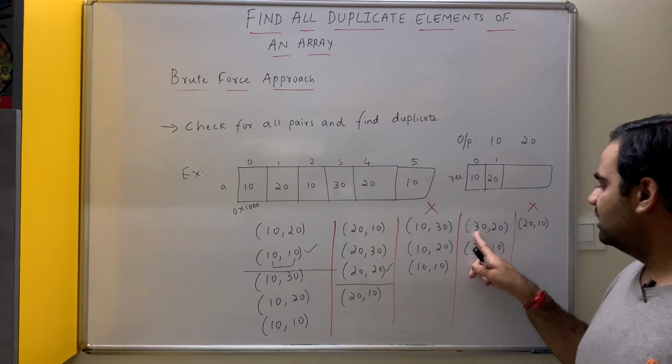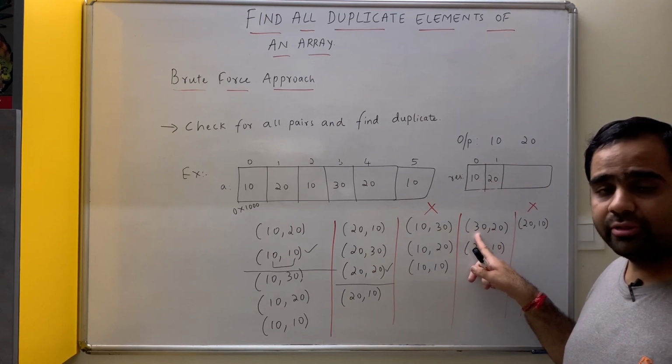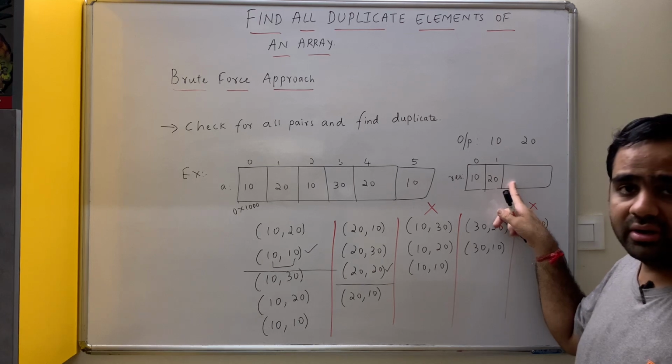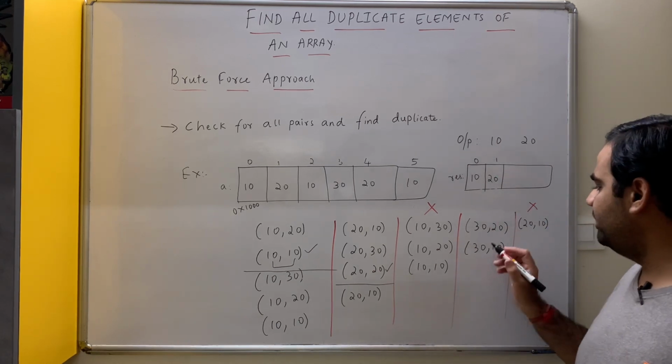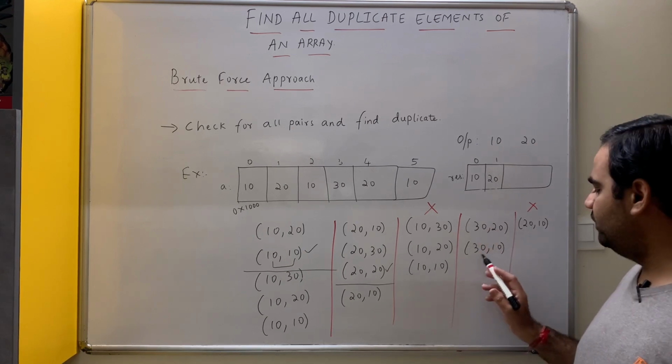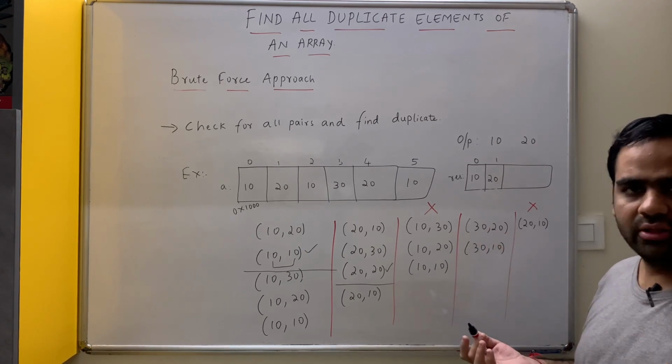Now go here, 30 and 20. Now we are searching with respect to 30. Is 30 there in the resultant array? No, it is still not marked as duplicate. It may be duplicate or may not be duplicate. Is 30 equal to 20? No. 30 equal to 10? No. Therefore, 30 is not a duplicate element.